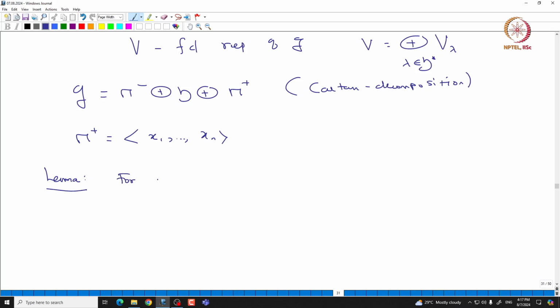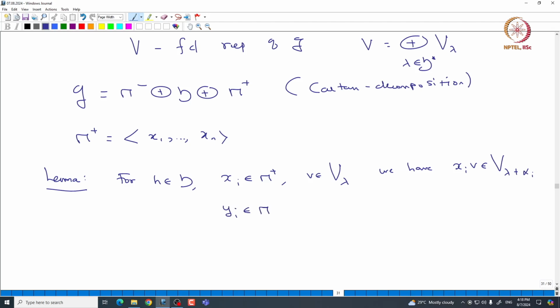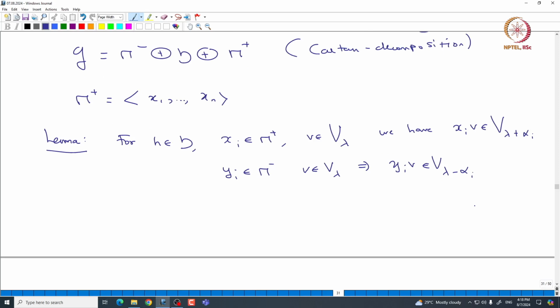So, for h in h and of course xi in n plus, and let us say v is in V lambda, we have xi v is inside V lambda plus alpha. This is something we already observed, and similarly for yi in n minus and v in V lambda, we have yi v sits inside V lambda minus alpha. Now, if you take hi v, this is going to be inside just the one dimensional space C.